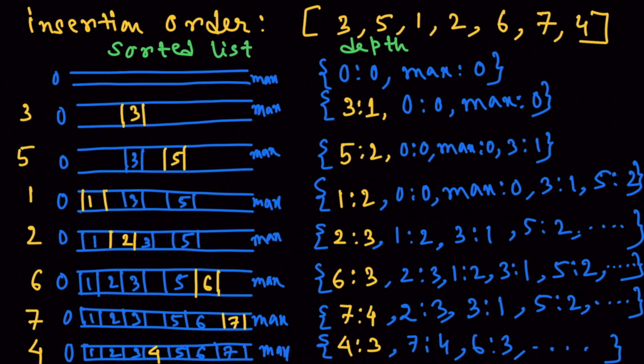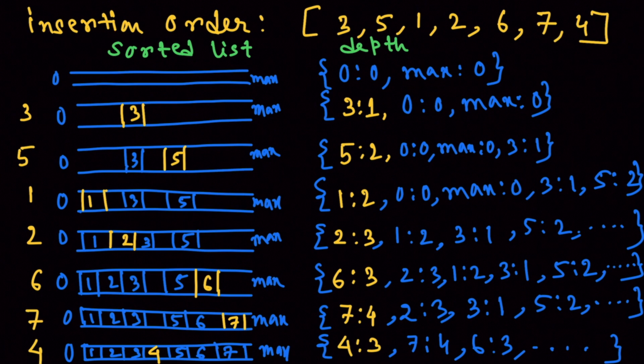Now we are inserting 4. So left of 4 is 3 and right of 4 is 5. So 3 has depth 1 and 5 has depth 2. So that means 5 has larger depth. So 5 is the parent of 4. So depth of 4 will be 2 plus 1, 3.